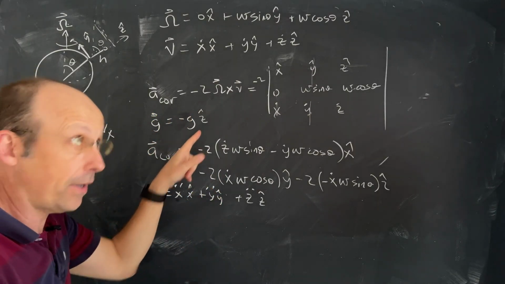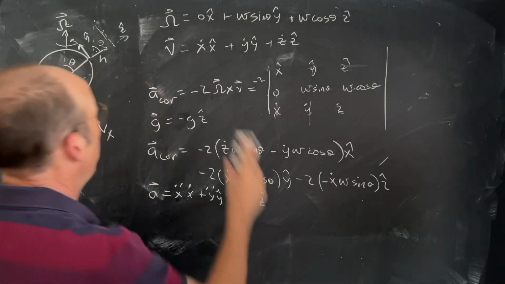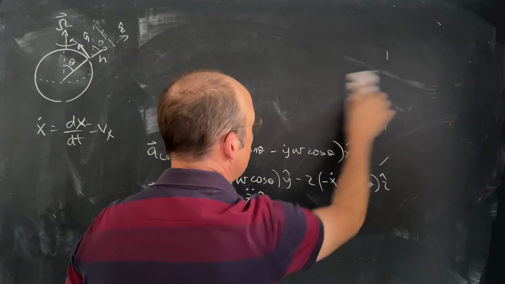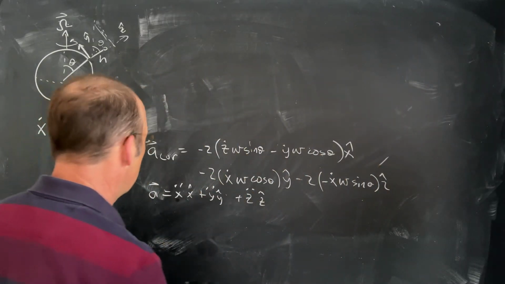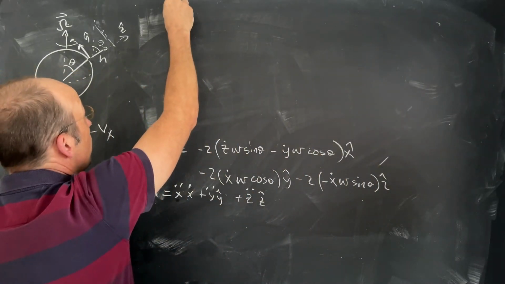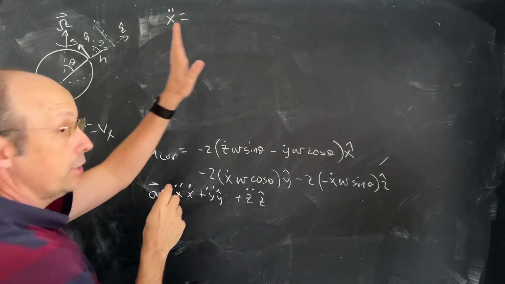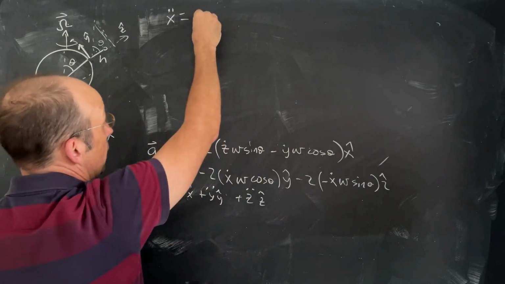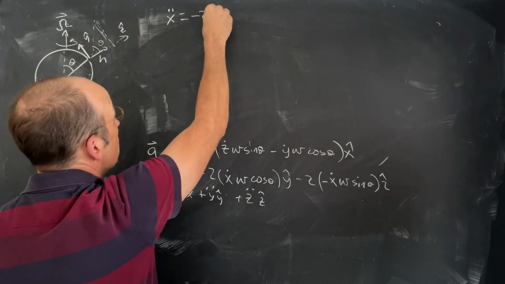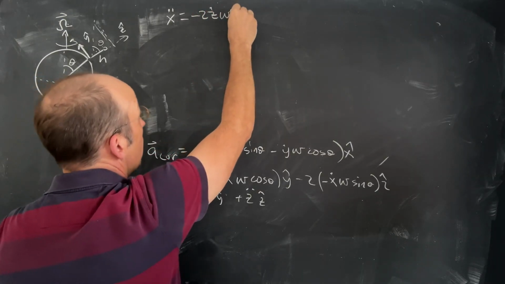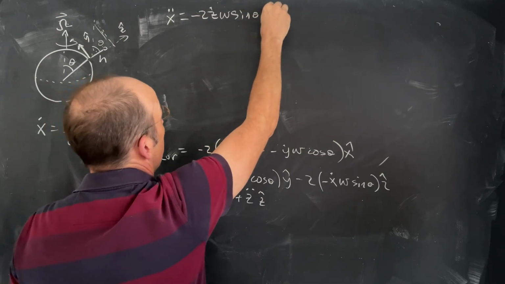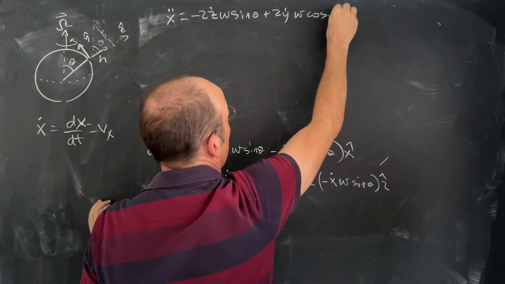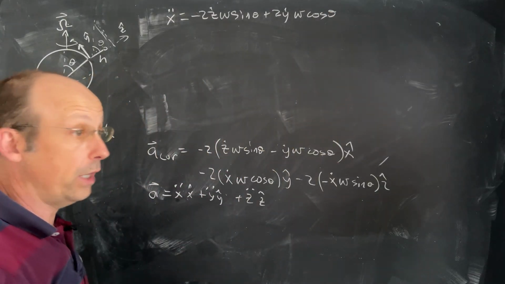And there is no acceleration vector right there. So I can get a single equation for x. I erased my gravity, but you knew what that was. So I get x double dot equals, okay, there was no component in the g, but I do have this. So I get negative 2 z dot omega sine theta plus 2 y dot omega cosine theta. So that's a differential equation. It's no longer a vector.